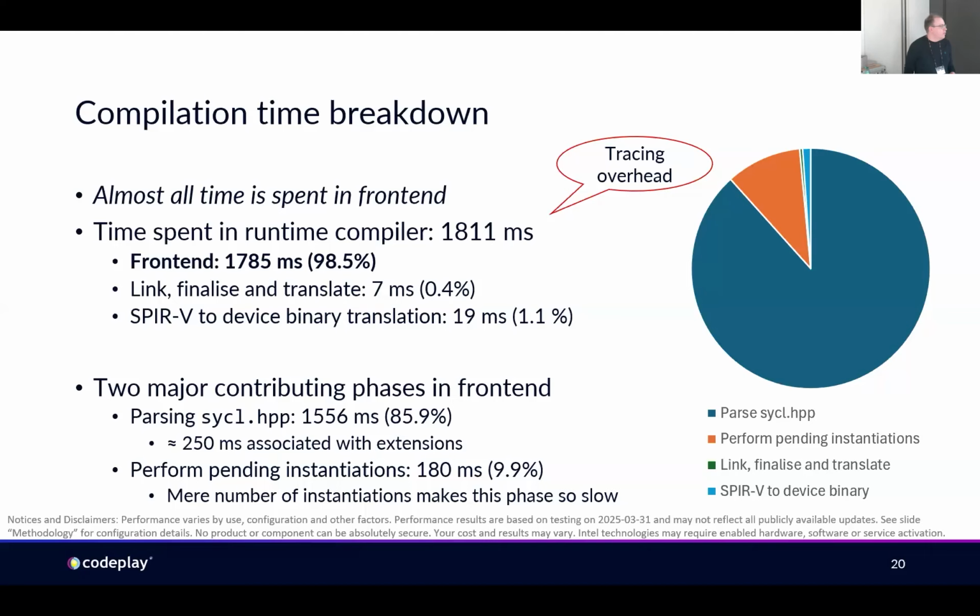85% overall, of which 1.5 seconds overall, and of which 250 milliseconds would be associated with extensions. And the next, the closest contributor after that would be the template instantiation phase, which took 180 milliseconds in my experiment here. And in this case, the sheer number of instantiations is what makes this phase slow overall.